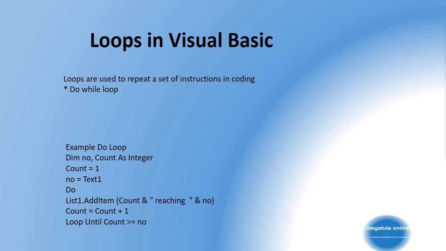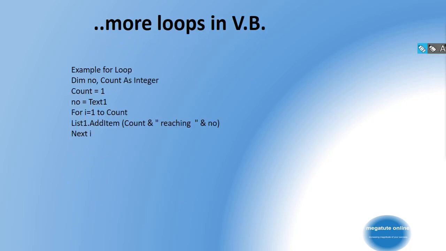Okay. Now let's see how we apply the second loop, which is the for loop. For the example of the for loop, I have picked up the same example. Again I use the same variables, number and count. Count's initial value is 1, and I have taken a number from the user. Suppose again the number the user has given is 5.